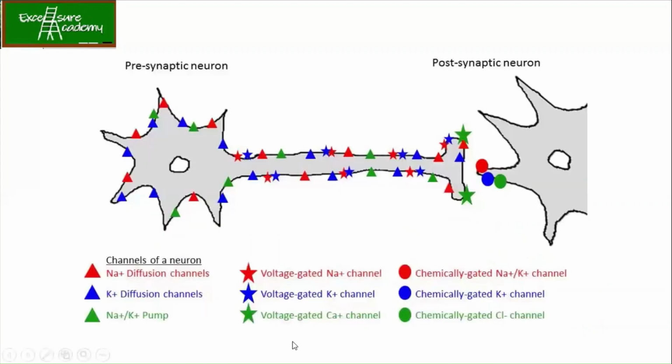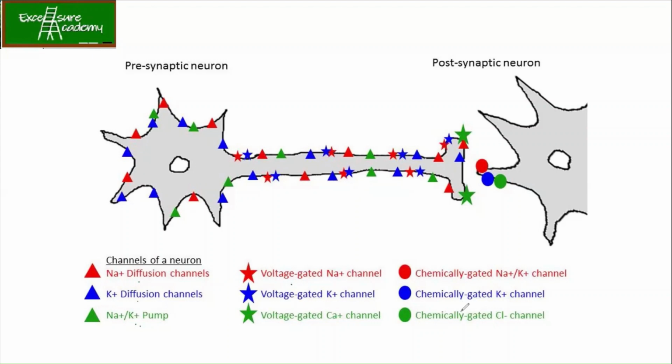Now, okay, look at this diagram. So this will be more clear to you. So right now, this is going to give you a picturization between a presynaptic and the postsynaptic neuron. Okay. Now, you have got the Na plus K plus pump. The star ones are the voltage gated and the circle ones are the chemically gated.